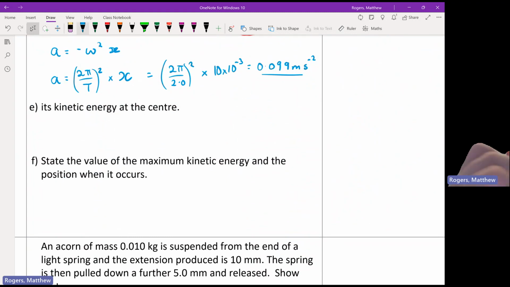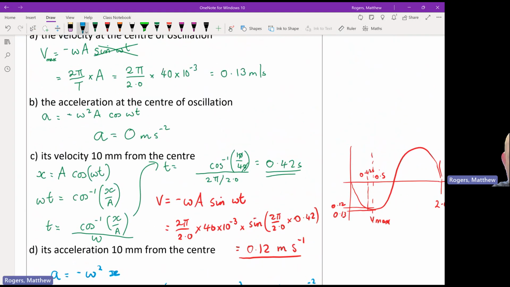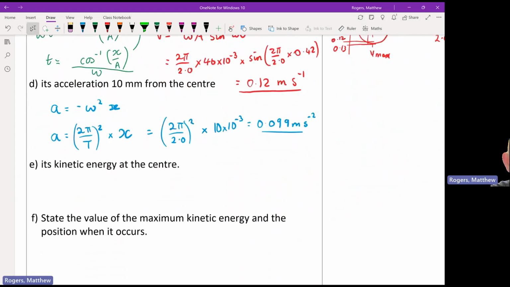Its kinetic energy at the center. So a couple of different ways we can do this. We worked out its speed at the center earlier. We got it up here as 0.13 meters per second. Alternatively, since we know that Vmax is equal to omega A, then we can say its maximum kinetic energy, its energy kinetic maximum is equal to half m Vmax squared. So that is going to be a half m omega squared A squared.